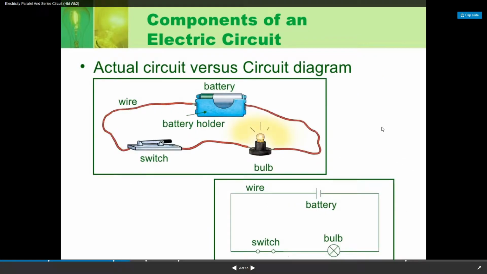So components of an electrical circuit, the actual circuit would look something like this if we were building it in class. We have our battery holder with our battery in it, which then goes to the light bulb, which then goes to the switch, and then the wire. But to draw all this out every single time for every single diagram would be a lot of work. So we use these shorthand symbols. So here's our battery, our bulb, our switch, and our wire.